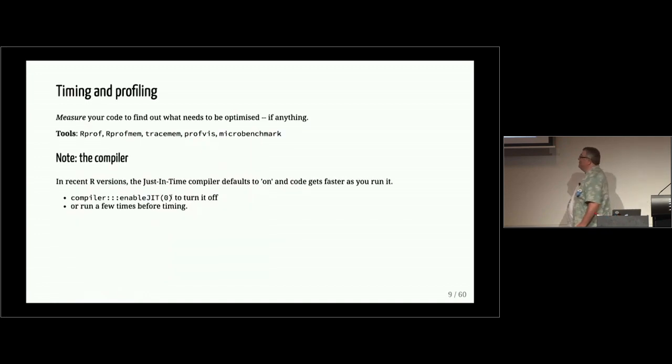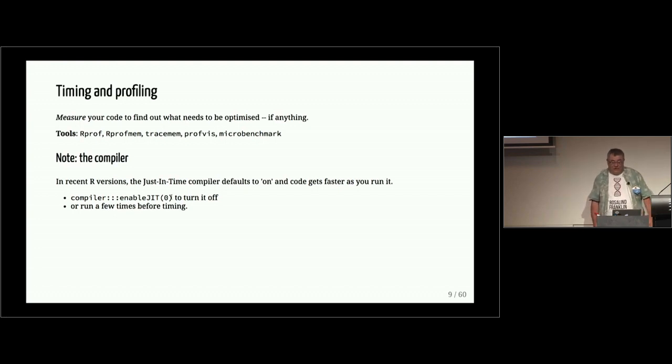Okay, so let's get to some actual stuff. Timing and profiling. You need to measure your code to find out what needs to be optimized, if anything. You can't reliably guess which bits of your code are slow, or at least I can't. And so measuring is the only way. If you measure which bits of your code are slow, you can at least optimize where it has some chance of mattering. Or alternatively, you can find that your code is spending all of its time in rnorm, in which case you don't have much hope of optimizing it. You may as well give up or find a different algorithm or something.